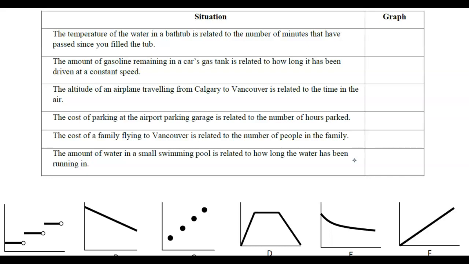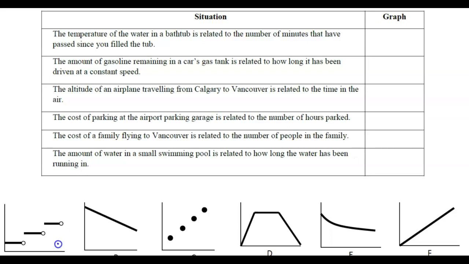Temperature of the water in a bathtub is related to the number of minutes that have passed since you filled the tub. What happens once you fill the tub? Does it get warmer or colder? Colder. Does it ever get colder than your room temperature? No, never. Okay, that's called an exponential function. Again, we're going to talk about that in Math 30 as well, but you'll also talk about it in science. So it's going to approach room temperature. It's going to approach a horizontal line, just like that speed-time graph.